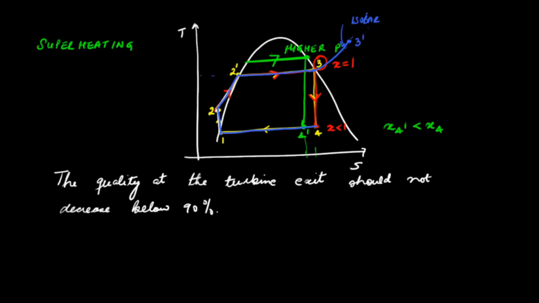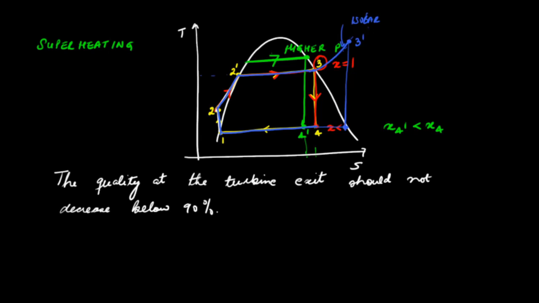And now you see that if we have steam at state 3 prime, that is a superheated vapor, and now it is expanded in a turbine, then we get significantly better quality, and in fact we can also have a superheated vapor at the exit or a saturated vapor at the exit if we further superheat this vapor.